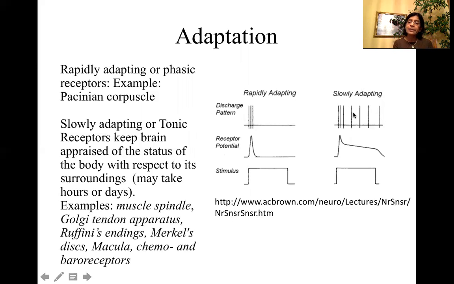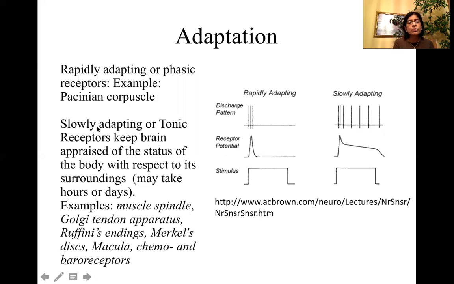Now, slowly adapting sensory receptors or tonic receptors, as you can tell, if the stimulus is maintained, there is an initial burst of signal here, more or less like that of rapidly adapting. That's only in the initial period. There are more signals generated, more action potentials generated, but as long as the stimulus is maintained, it continues to respond, but they're far apart, and you notice that. But it can be a long-term response.